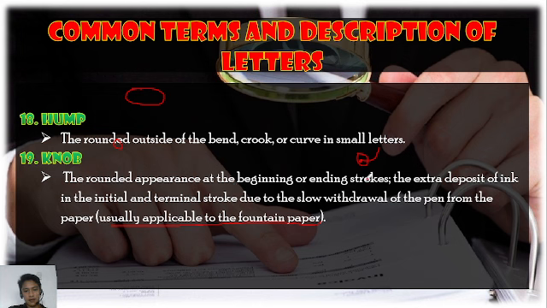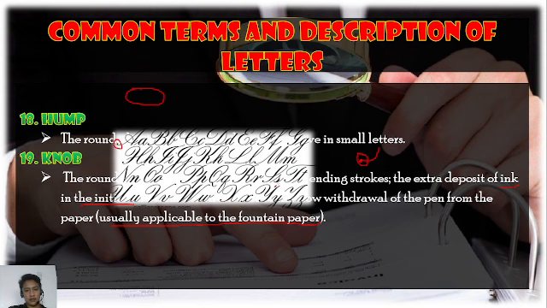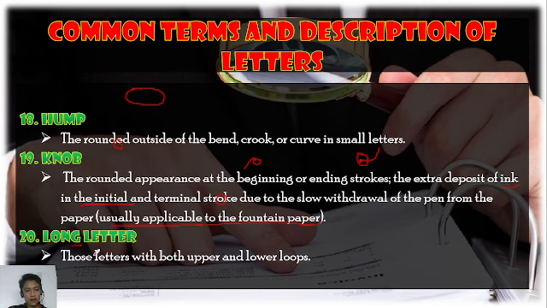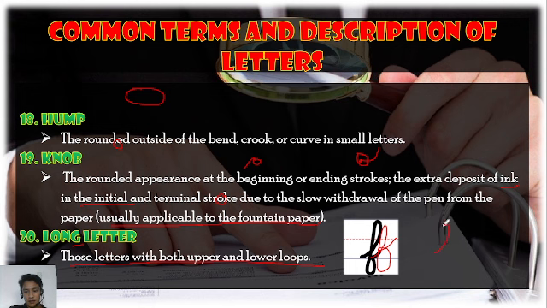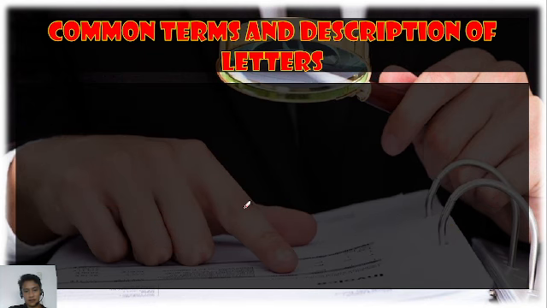The rounded appearance at the beginning strokes, okay? That extra deposit of an ink in the initial or terminal strokes. Ma-observe po natin yan, yung mga to. Okay? We are referring to them as knob. Okay, next is long letter. So, these letters has an upper and lower loops. Katulad na lang po ng letter F. Diba? Okay? So, letter F, ganyan po ang itsura. Right? Okay, letter F. It has an upper. So, meron po siyang upper loop and then meron po siyang lower loop. Okay? And that's it for long letters.